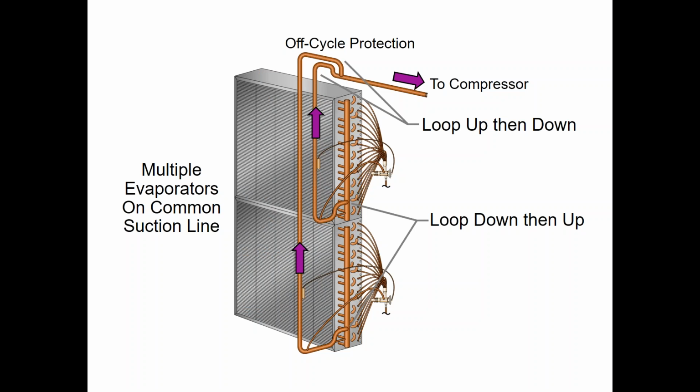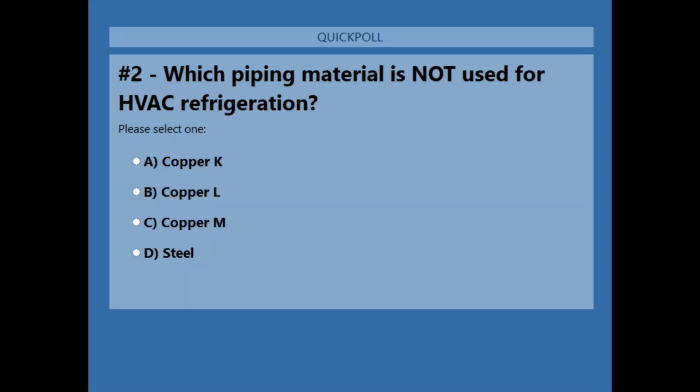I'm going to do one more right now since we're a little behind, and then I'm going to ask Doug a couple more questions that you typed in. So this one is, which piping material is not used for HVAC refrigeration? Copper K, copper L, copper M, or steel. So pick one of those. All right. Other questions, Doug?